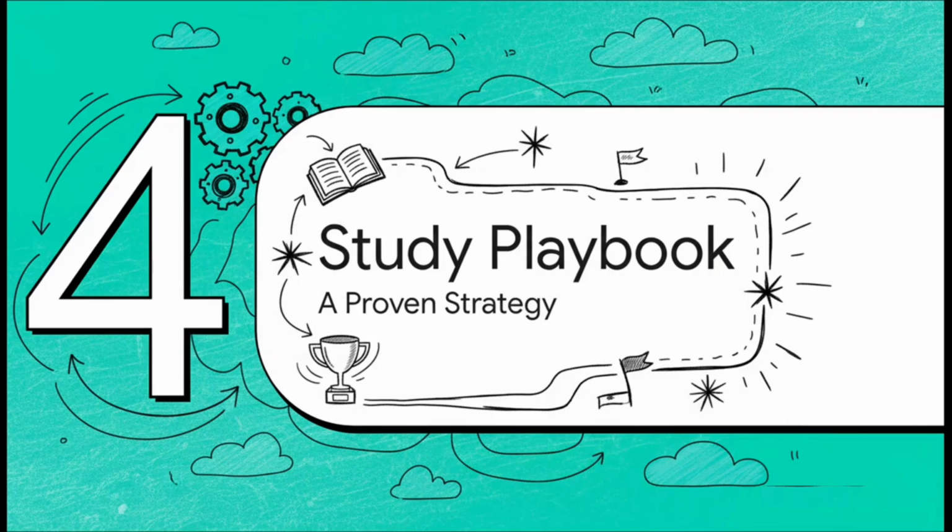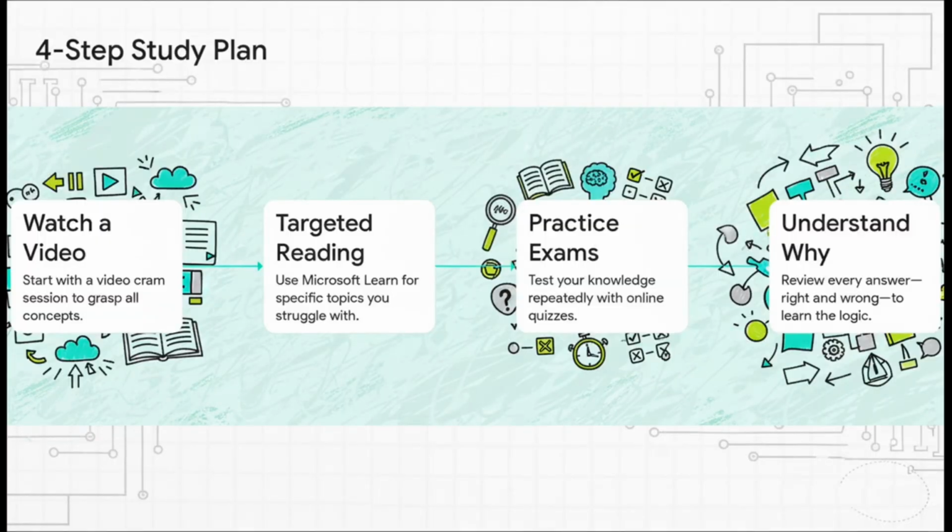Okay, so we've looked at the core concepts and we've seen how they show up in real questions. Now for the most important part, how do you actually prepare for all this without wasting time? We've analyzed what successful people do and we've boiled it down into a simple, proven playbook. Here it is, your 4-step plan. Step 1. Start broad. Watch a video cram course to get that 30,000-foot view of all the topics.